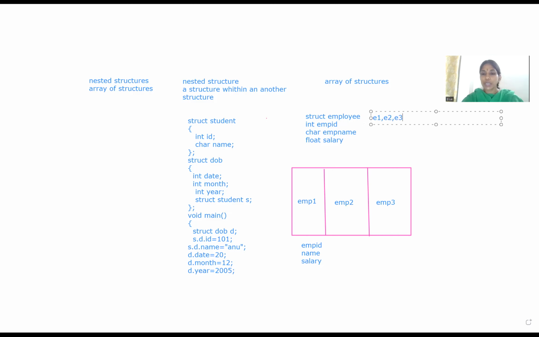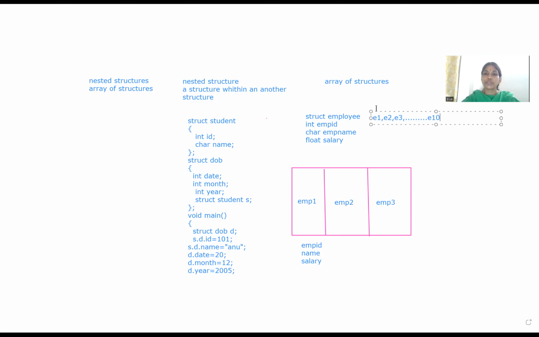comma, E2, comma, E3, like that. Suppose I want to store 10 employee details, what will we do? Up to E10. Like this, we have to create the objects, the structure variables. So this increases the program size, and we need to create one more structure variable for each and every employee record, which means it will take a lot of time to implement the programming part also.